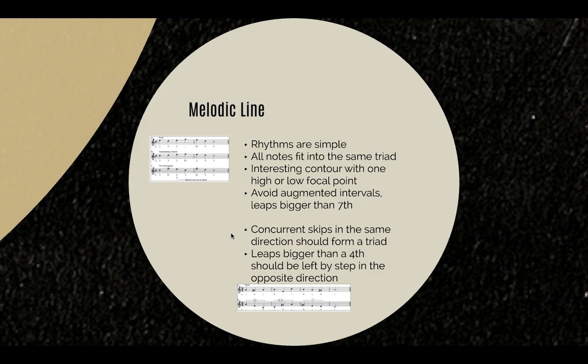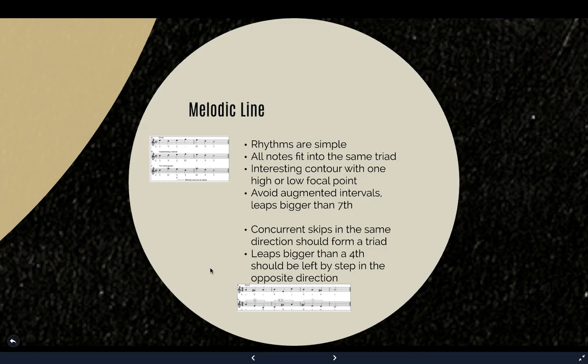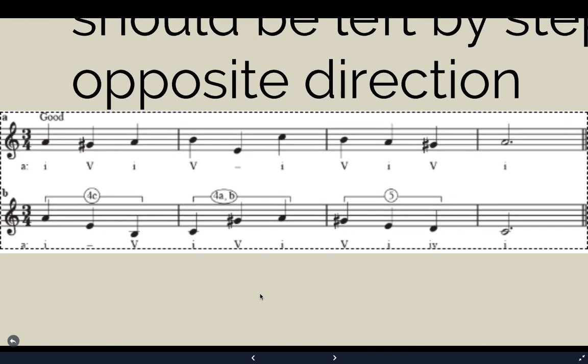So those are your rules if you're going to use more than one skip in a row. All in the same direction should outline a triad. Any leap bigger than a fourth should be left by step in the opposite direction. Let's take a look at what we mean here.